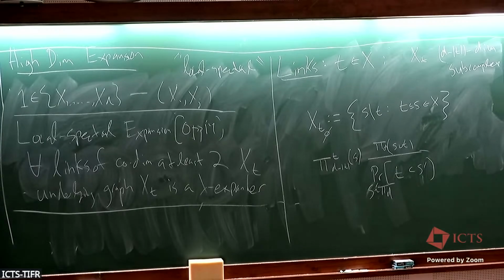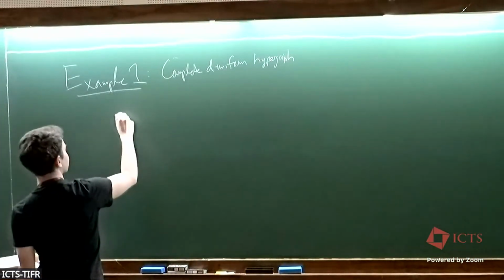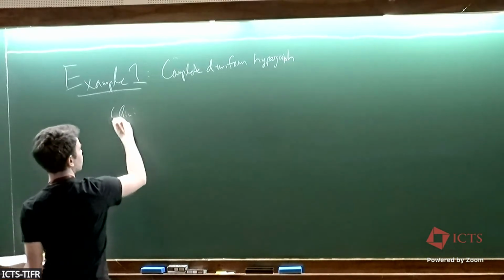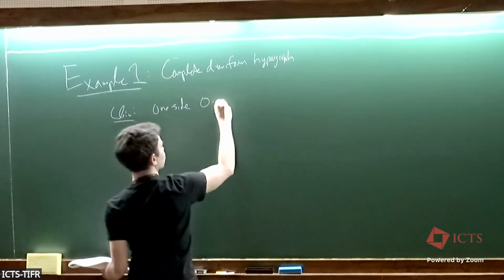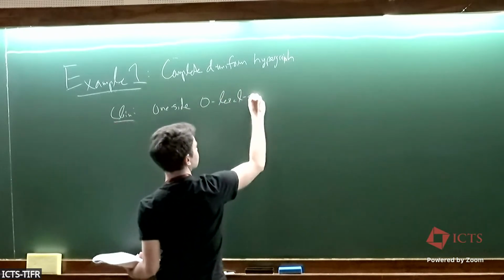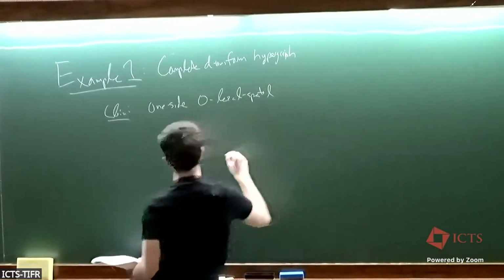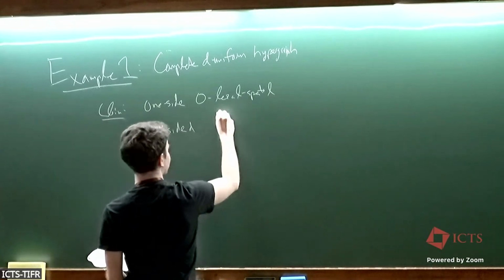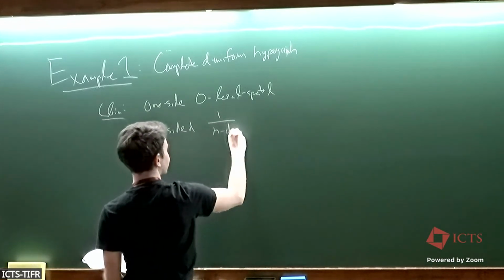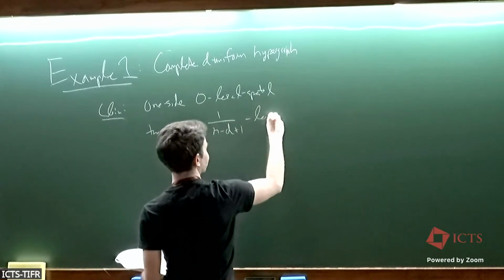Complete D-uniform hypergraph or simplicial complex. Okay, so my claim is that this is a one-sided zero local spectral expander and a two-sided, what is it, like 1 over n minus d plus 1 local spectral expander.